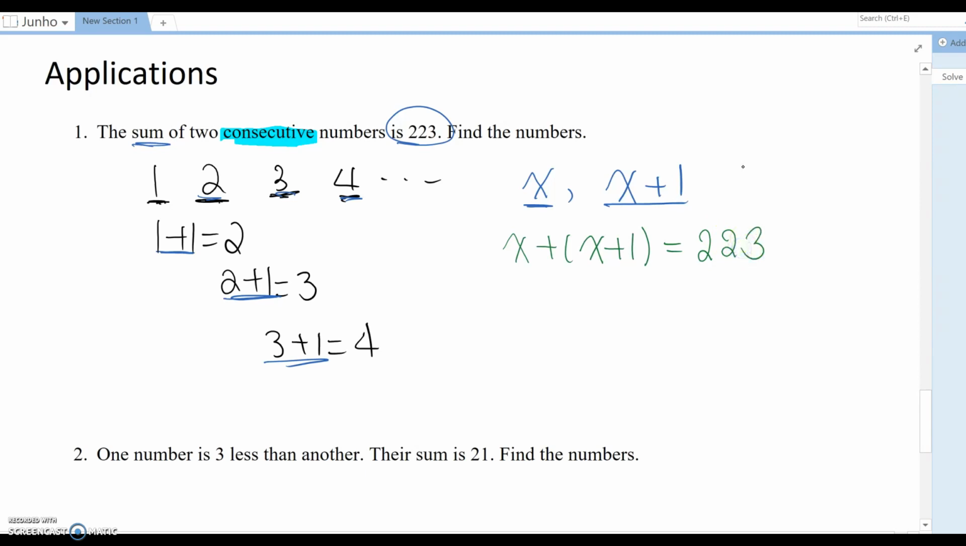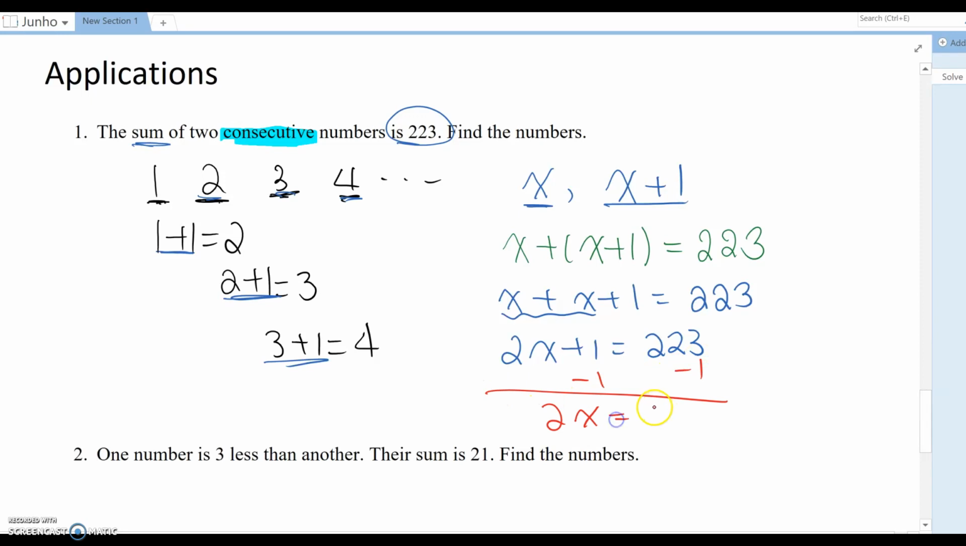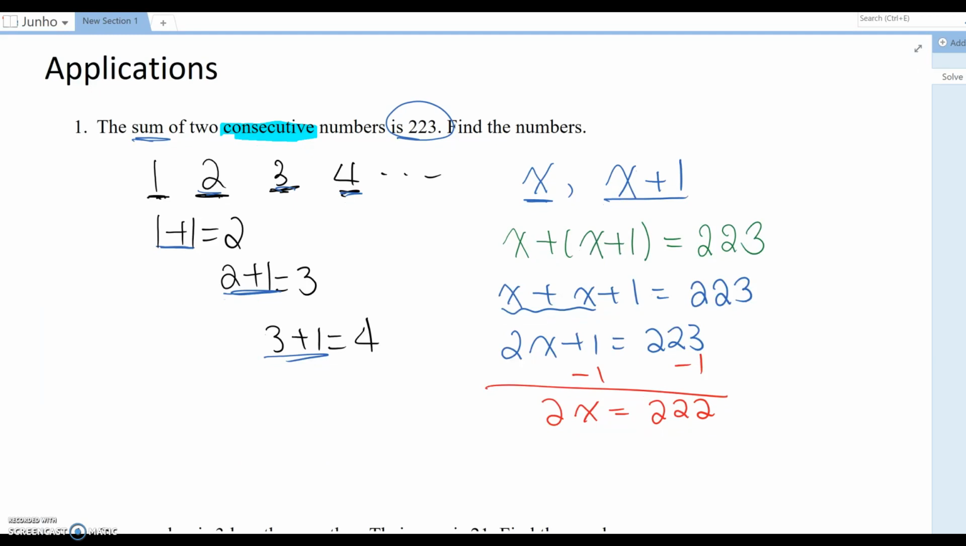Now open the parentheses. So x plus x plus 1 equals 223. Combine like terms, then 2x plus 1 equals 223. Now isolate the variable term. So subtract 1, then 2x becomes 222, right? So last step, you divide by its coefficient, then x equals 111 basically.